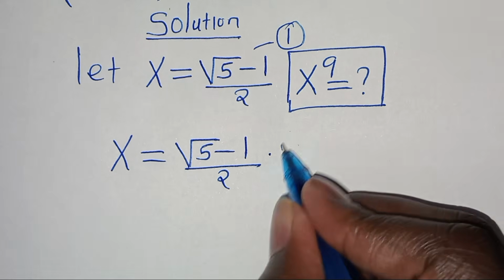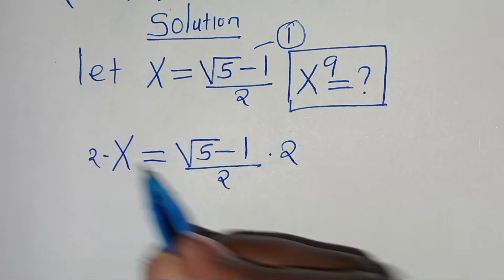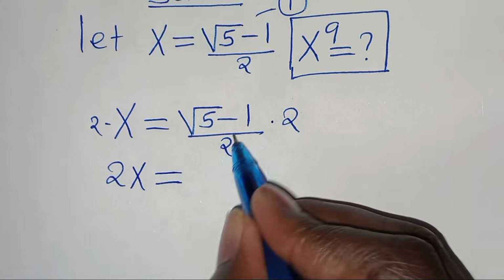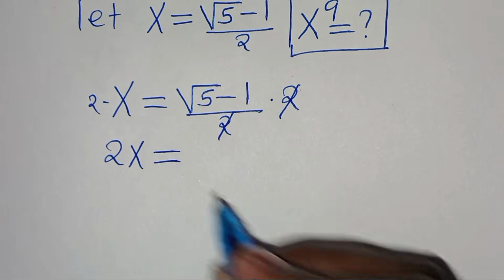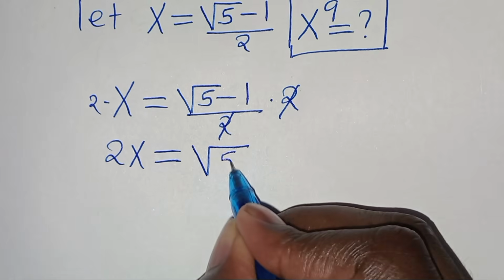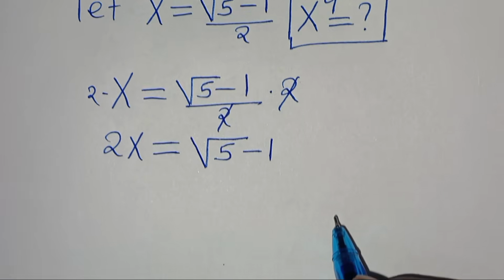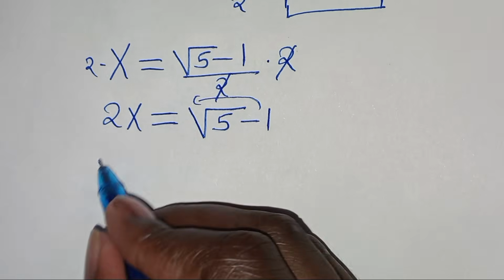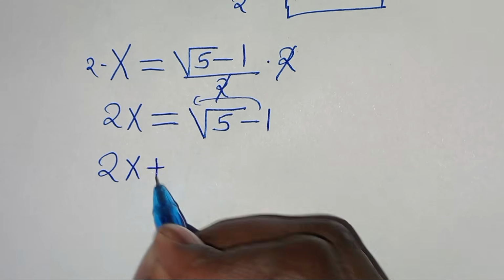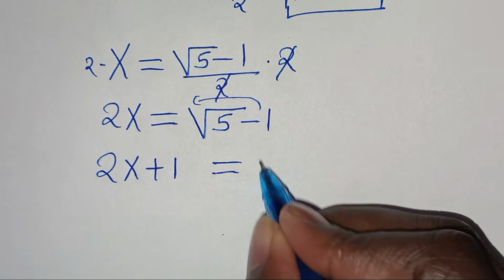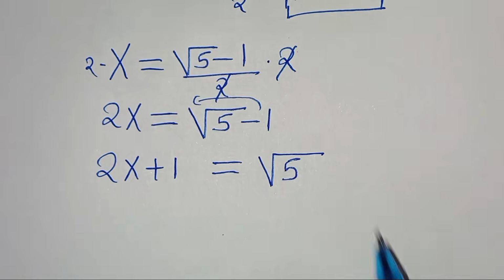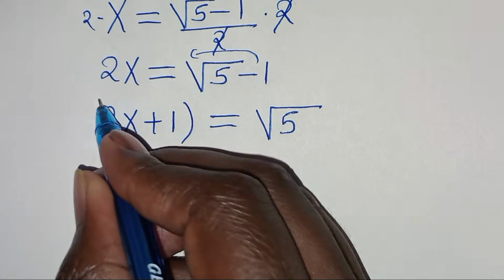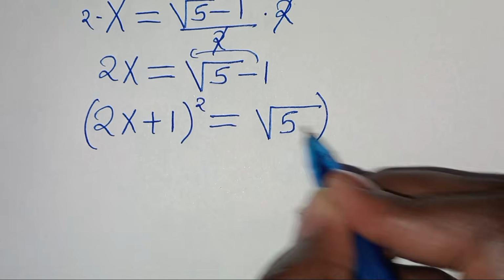Let's first multiply both sides by 2 so that we have 2x. This is equal to 2, and the 2 here simplifies, so that we have square root of 5 minus 1. Let's take minus 1 to the left hand side so that we have 2x plus 1. This is equal to square root of 5. Now, let's square both sides.